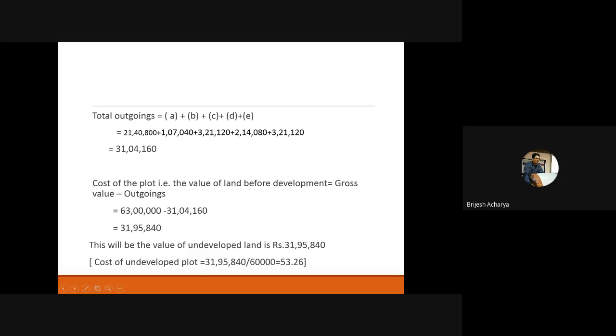Therefore the cost of the plot will be the gross value minus the outgoings. So this gives me 31 lakh 95,980. This will be the value of undeveloped land. That is, if somebody wants to buy this particular plot with these details, he can buy at 31 lakh 95,840 rupees, right? And the cost of undeveloped plot, for the area of 60,000 square meters, will be 53 rupees and 26 paisa, that will be the cost of the land.